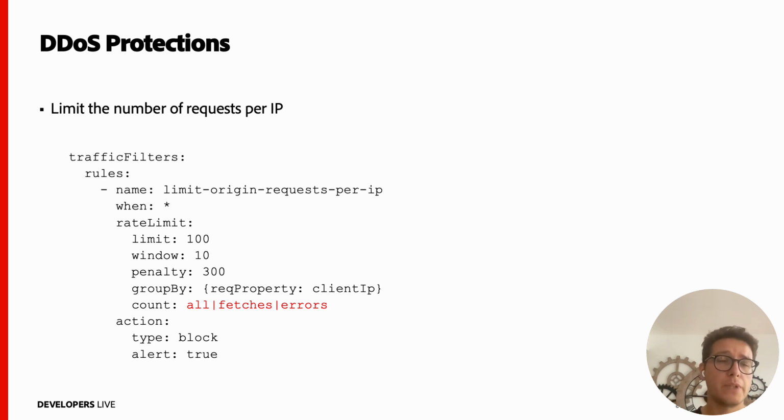Then we have the penalty property, which is basically for how long the IP will get blocked if it triggers a rate limiter. And then we have the group by property, which is set to client IP. The group by property can be used to basically aggregate the counter. So you could count requests per IP obviously, but also per user agent, per path, per country, etc. And finally, we have the count property, which can take one of the following values: all, which means we will count every request that goes to the CDN; fetches, where we will count only requests that go to the origin; and finally errors, that would count only client-side and server-side errors.